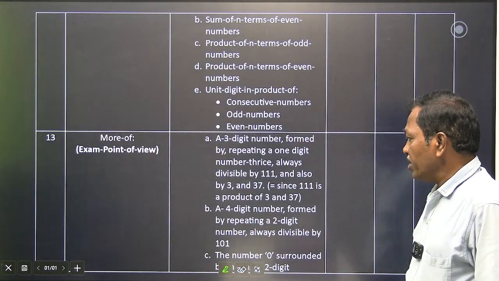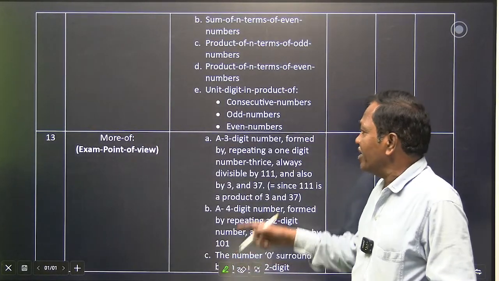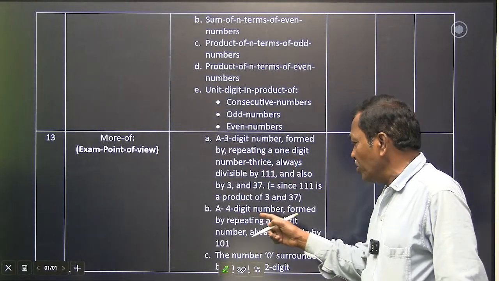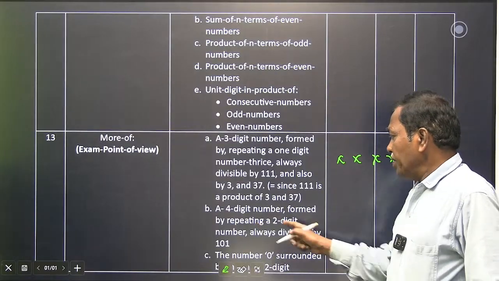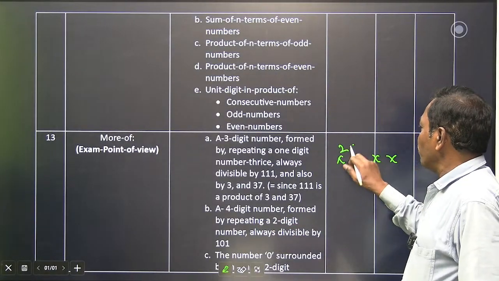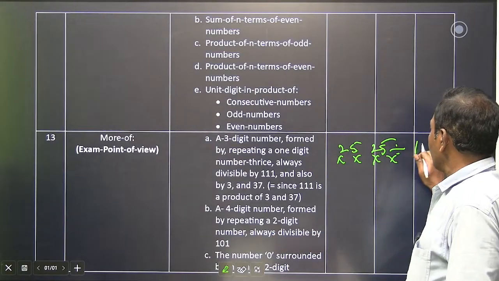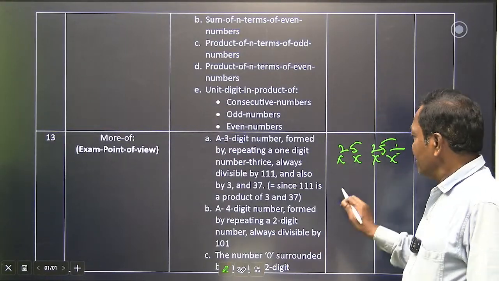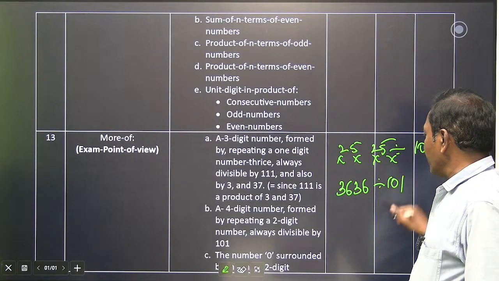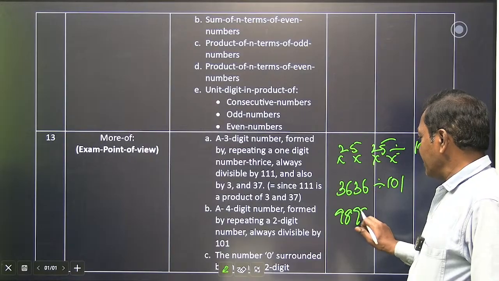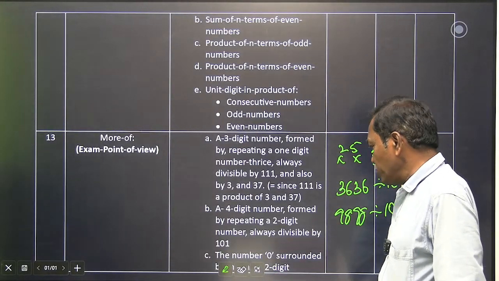Now we can see a 4-digit number formed by repeating a 2-digit number is always divisible by 101. Again, this is directly or indirectly asked. A 4-digit number repeating a 2-digit number. Let us take 2525, always divisible by 101. Say for example 3636, always divisible by 101. 9898, always divisible by 101.